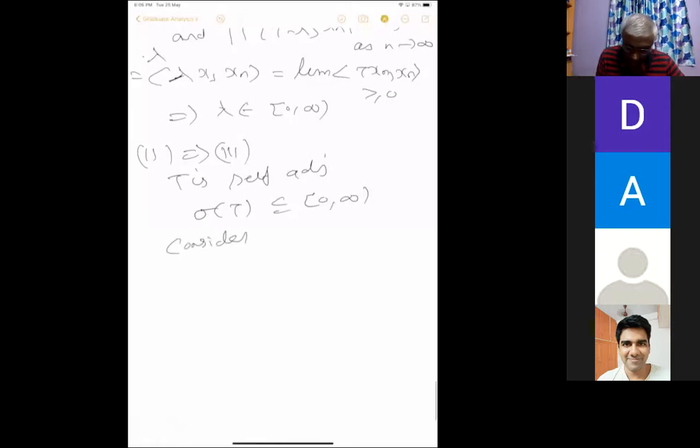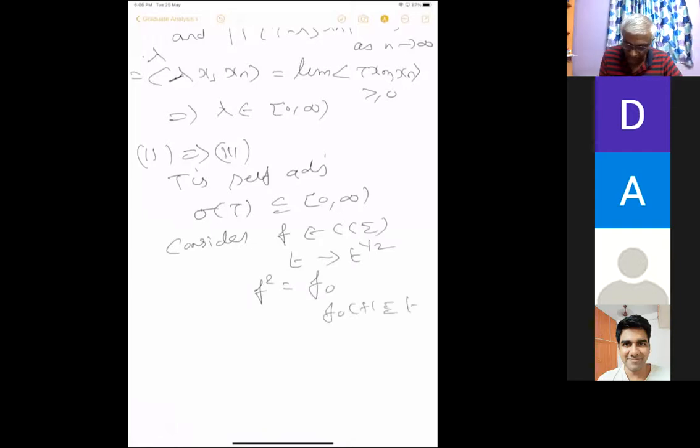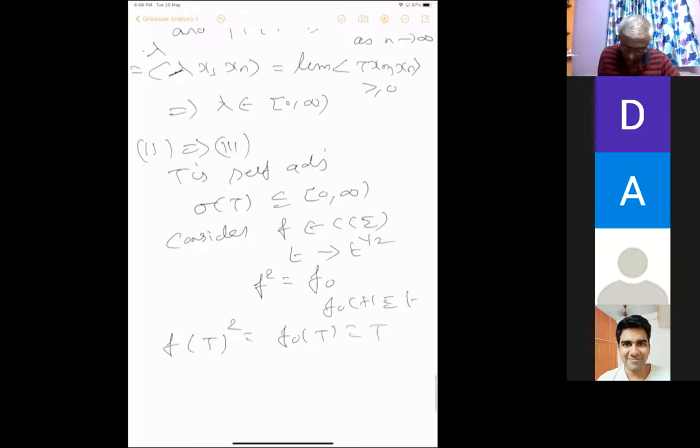Consider the function f in C of sigma of T such that t goes to t power half. Because sigma of T is contained in 0 to infinity, such a square root function exists. So it is a continuous function. This function f satisfies f squared equal to f naught, where f naught of t equals t. That's how the continuous function calculus is defined.